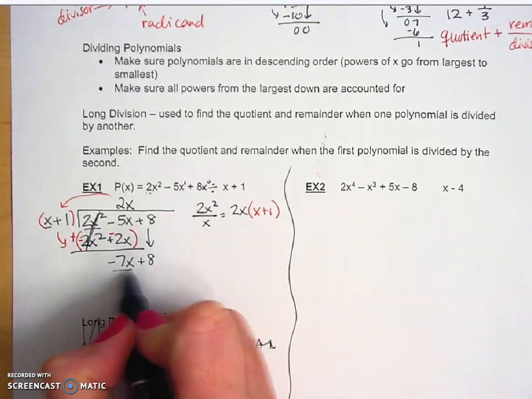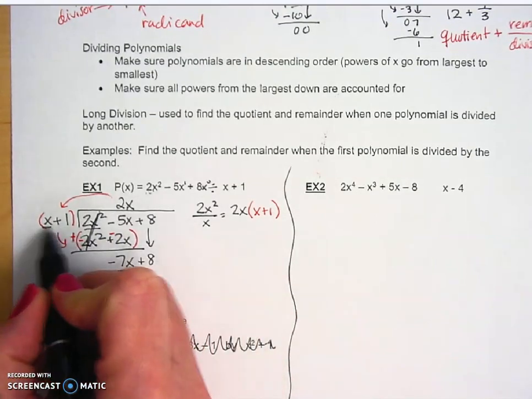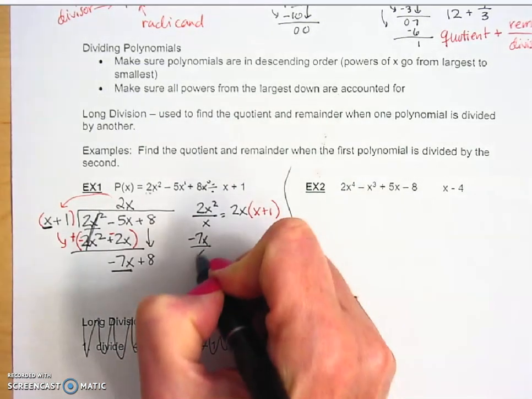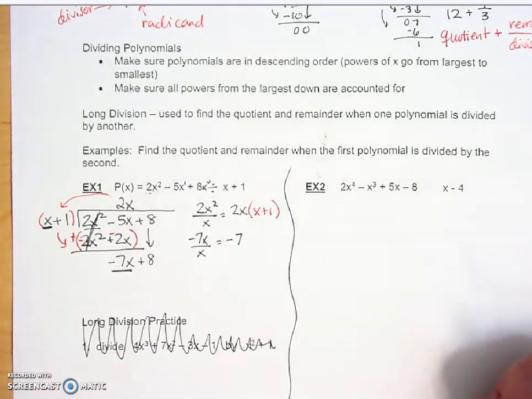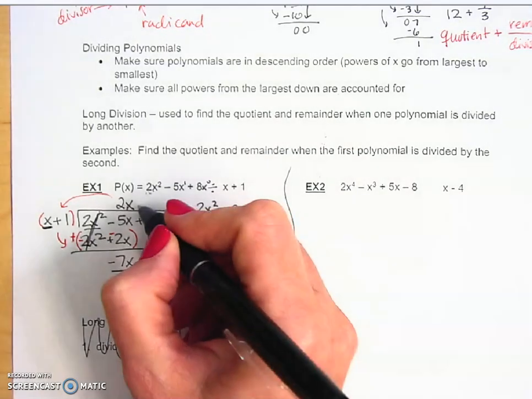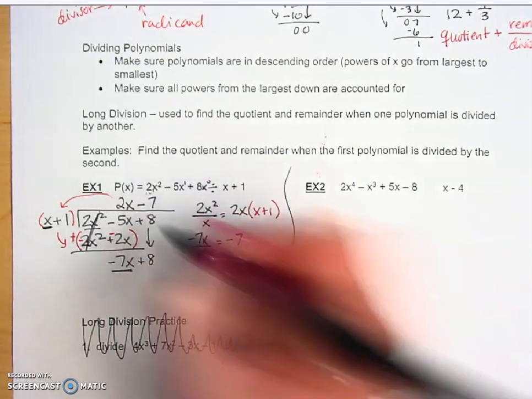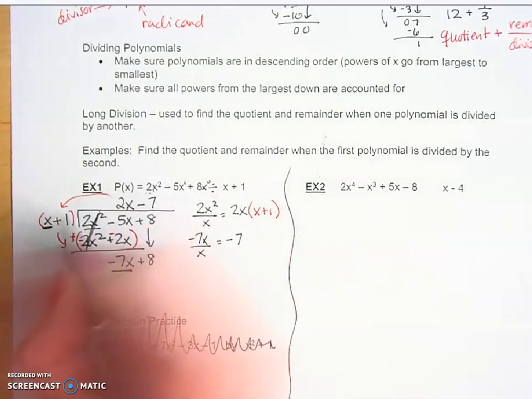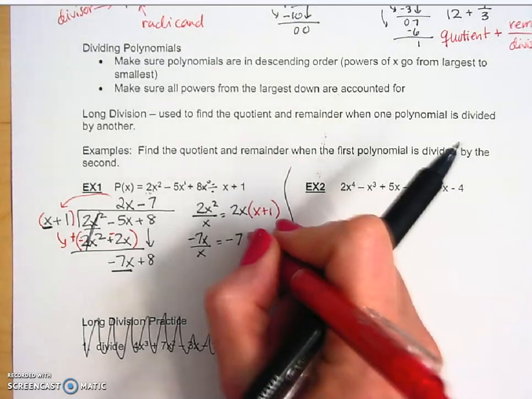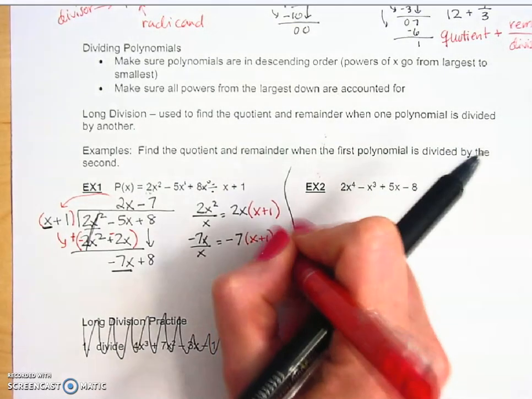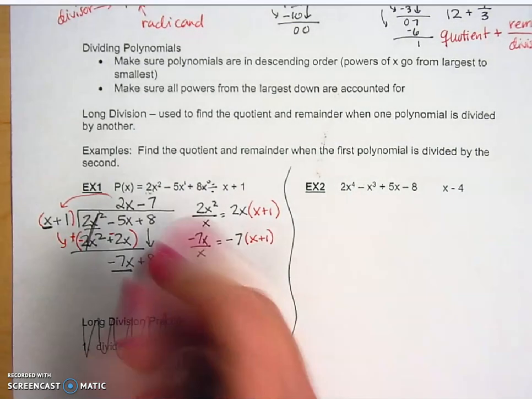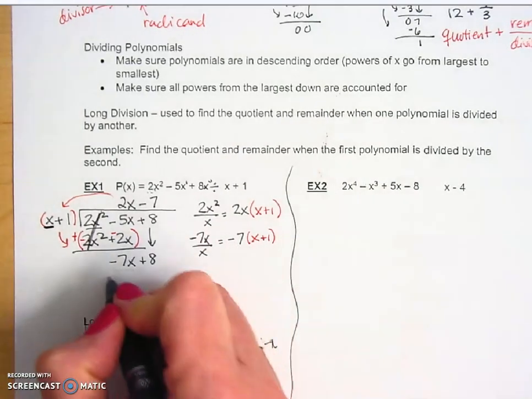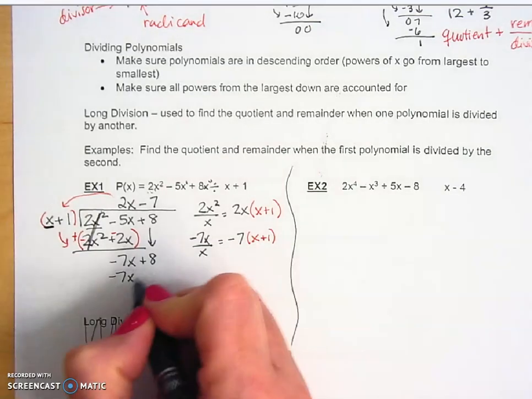I look at the first term here divided by the first term here. So negative 7x divided by x is negative 7. I line that up above the positive 8 because those are like terms. And then I'm going to take that negative 7 times the divisor. So times the x plus 1. So that is negative 7x minus 7.